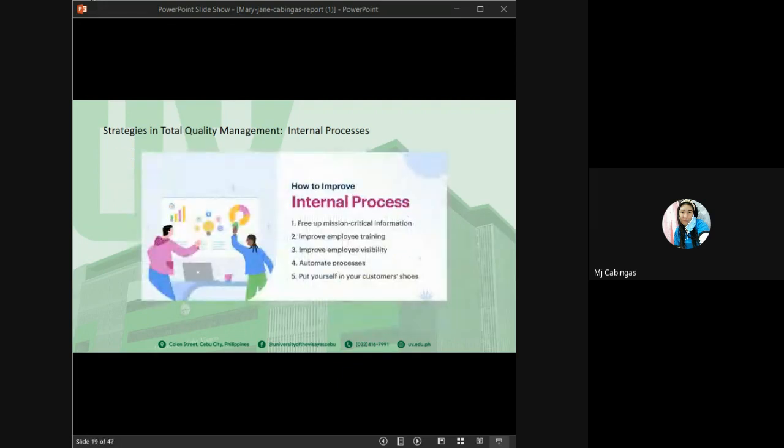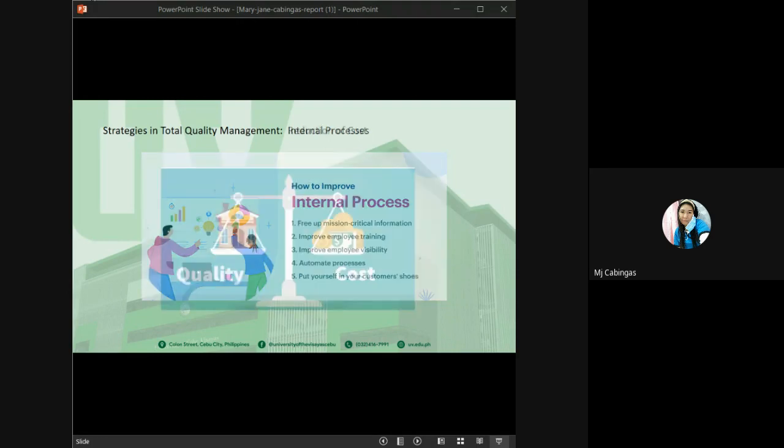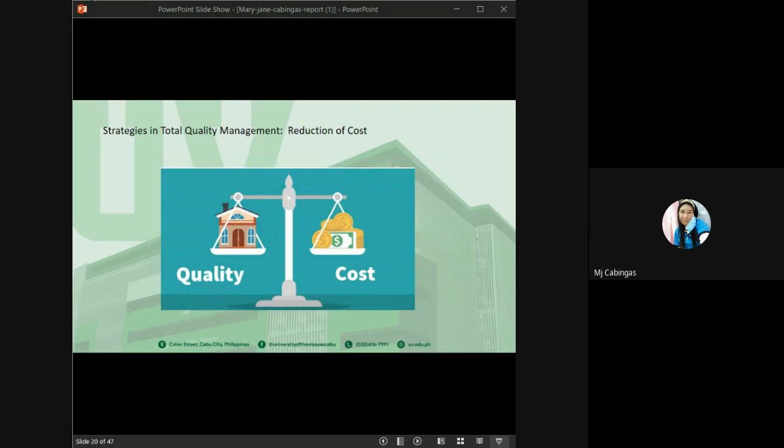So how to improve internal process: free up mission critical information, improve employee training, improve employee visibility, automate processes, and put yourself in customer shoes. So I have here diagrams sa ang kanay sunod reduction of cost na. So I have here diagram na quality and cost.